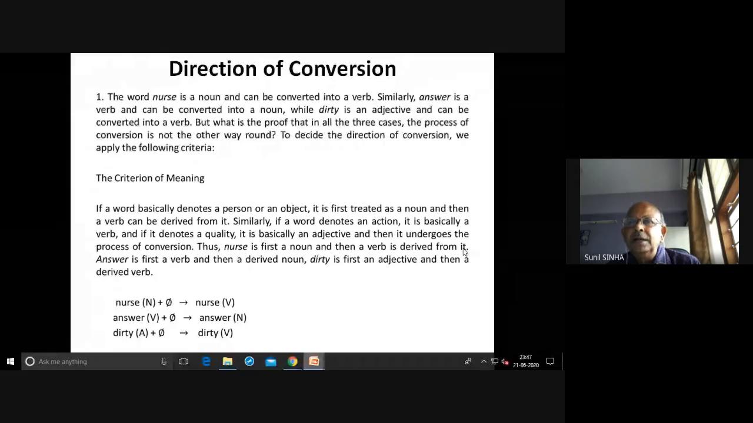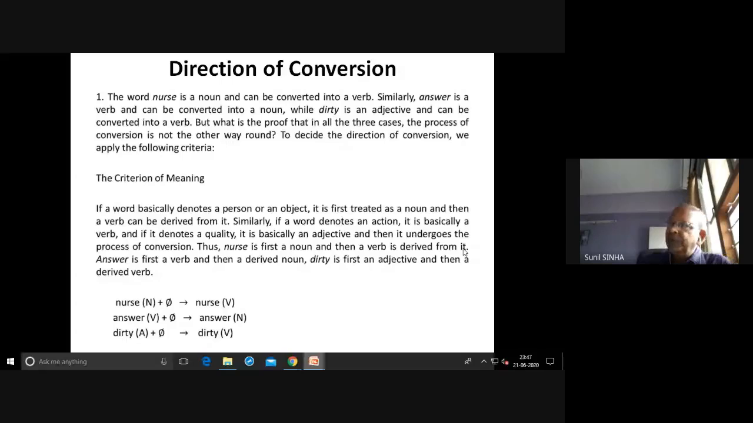Now look at the top, the title of this slide: Direction of Conversion. You have understood conversion, I hope, and you have also understood that conversion is a derivational process. Conversion is a derivational process because whatever features we find with a derivational morpheme, we find those features with zero morpheme also. And therefore, conversion, which changes the class of a word, is also a derivational process.